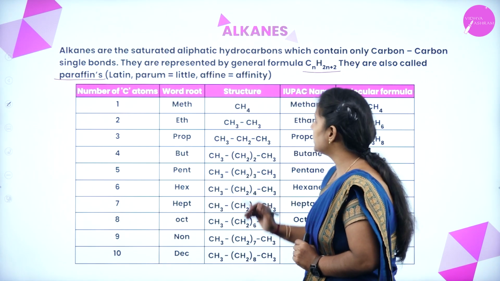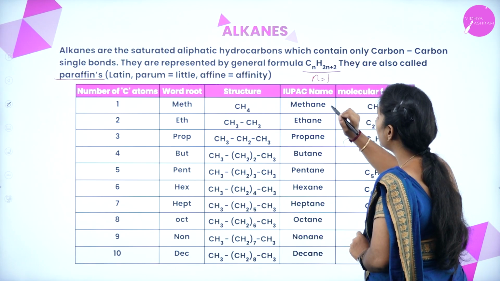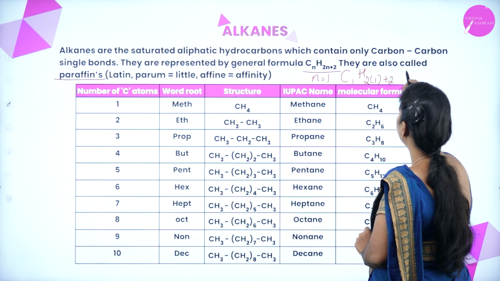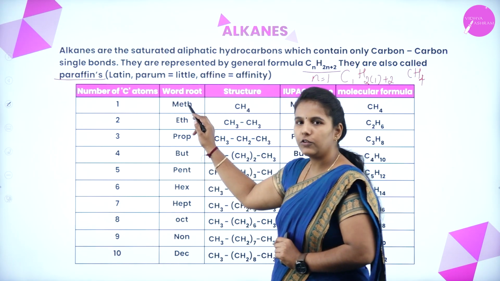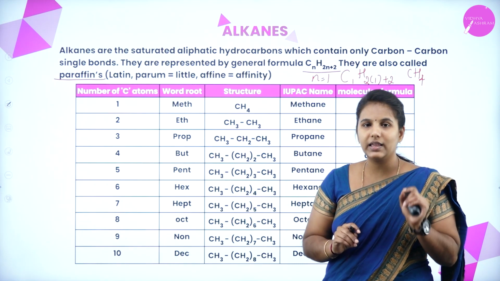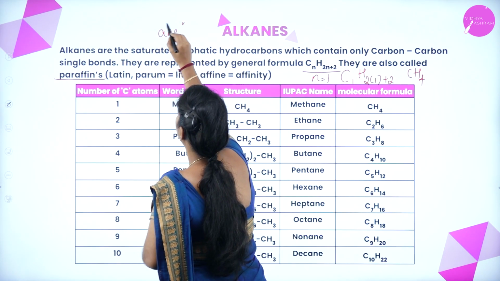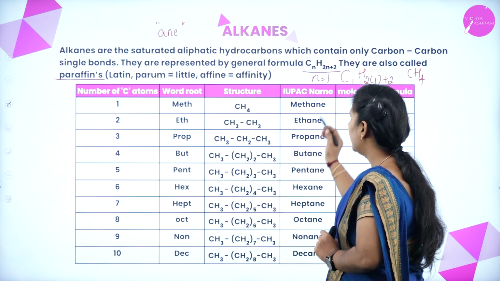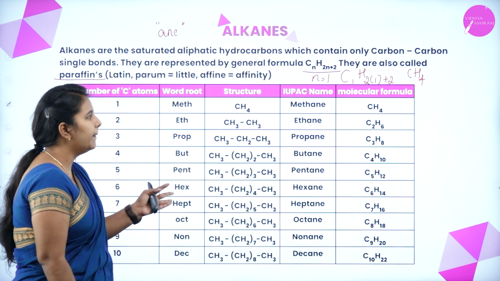How to do this? First, I will take the formula CnH2n+2. If n is equal to 1, what will happen to the formula? C1H2×1+2, it will become CH4. Is it right? So if n is equal to 1, the number of carbon atoms is 1, then we use the root word meth. And it is named as alkane, because for the alkane, the suffix should end with ane. So it is methane. Okay? The molecular formula is CH4, whereas our IUPAC name is methane.